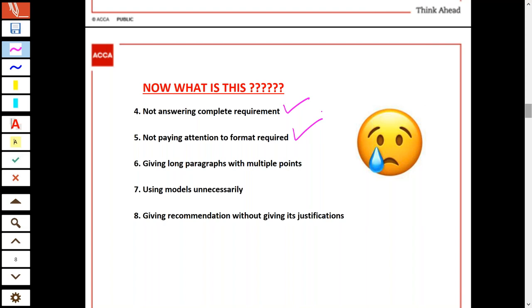These are silly mistakes. Or maybe the students panic under exam conditions, or maybe they never had a teacher or a mentor who tells them. But just being very honest and unbiased, I hope you will see that these are very stupid comments: not answering complete requirements, not paying attention to format, giving long paragraphs with multiple points squeezed into that paragraph, using models unnecessarily. These are the exact wordings from the examiner, and then giving recommendations without giving their justifications. So please be mindful of these stupid errors.